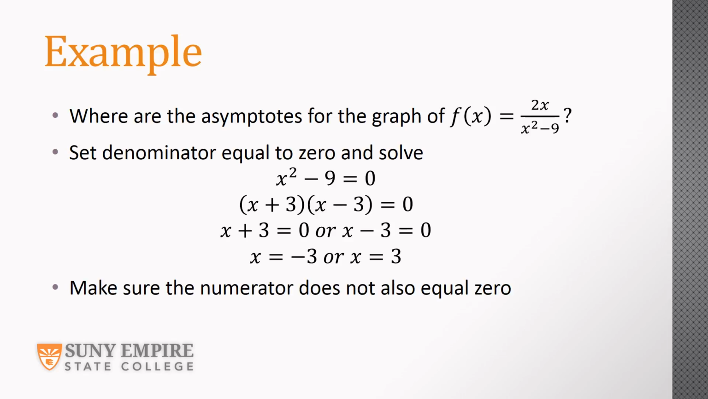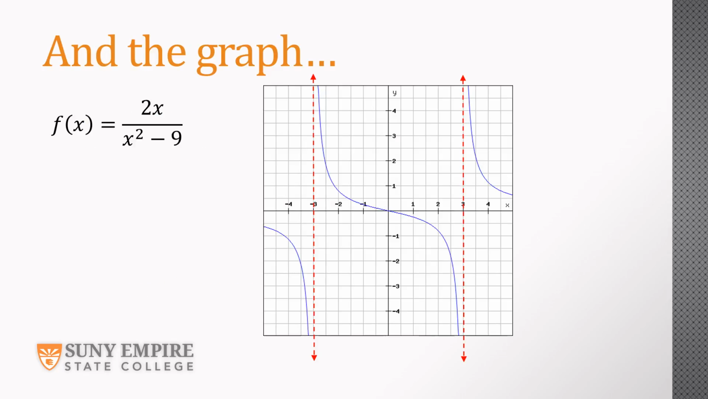However, we do have to ensure we do not have the indeterminate case of 0 divided by 0. Neither 2 multiplied by 3 nor 2 multiplied by negative 3 equals 0. Therefore, the graph of 2x divided by the quantity x squared minus 9 will have vertical asymptotes at positive 3 and negative 3. Take a look at the graph.